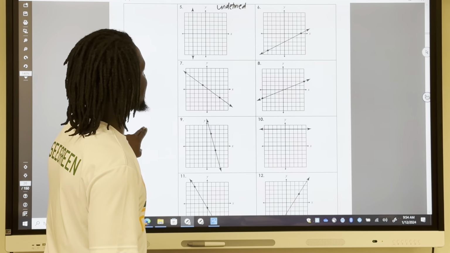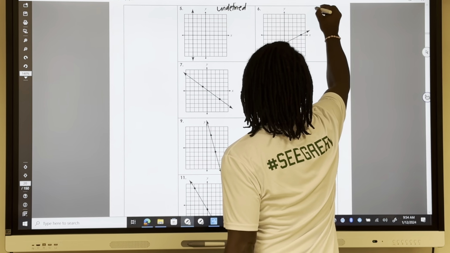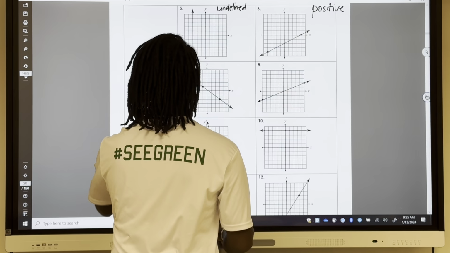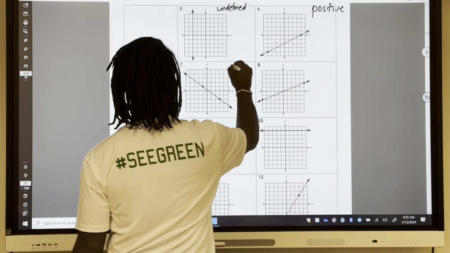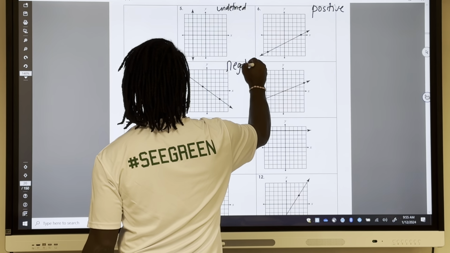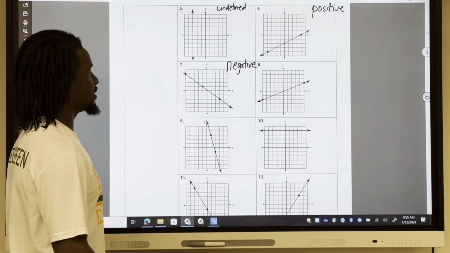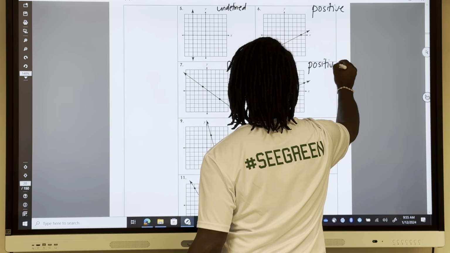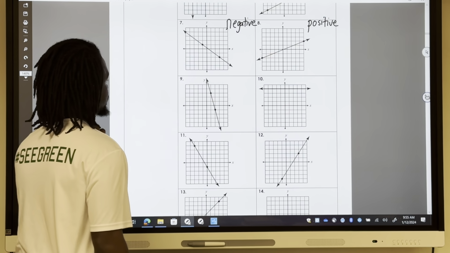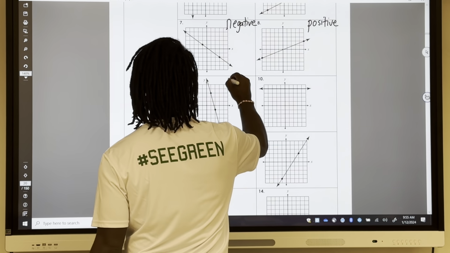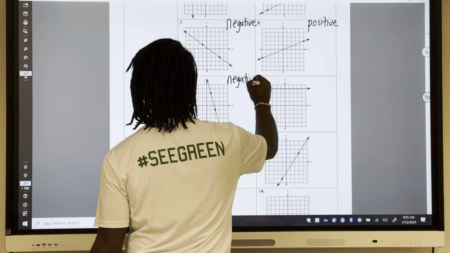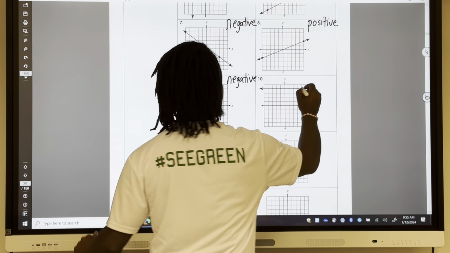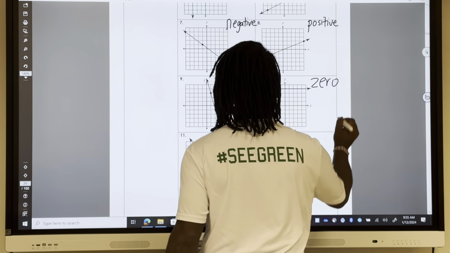All right, let's finish. Number 6 is a positive slope. Number 7, going down, that is a negative slope. Number 8 is moving up. It's a positive slope. Number 9 is moving down. That has a negative slope. Number 10, that is just a horizontal line. So that slope is 0.